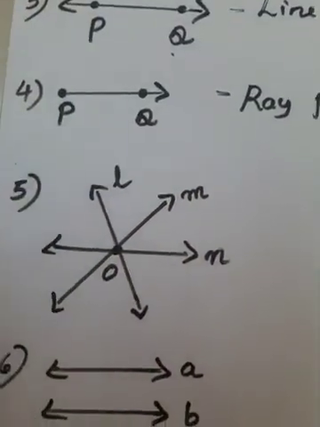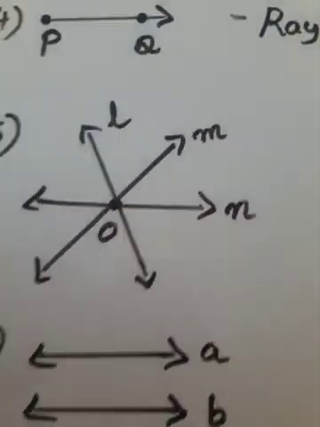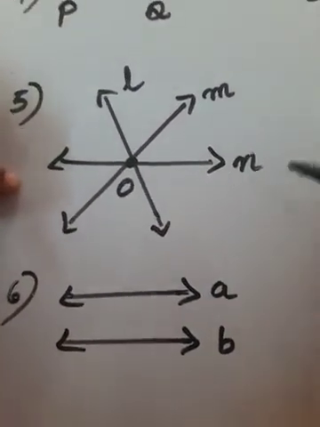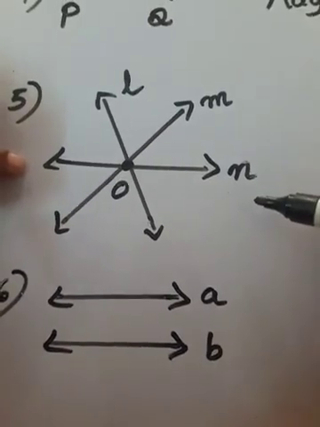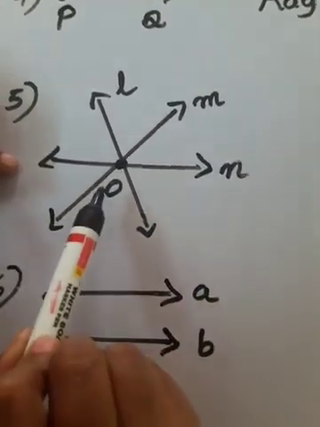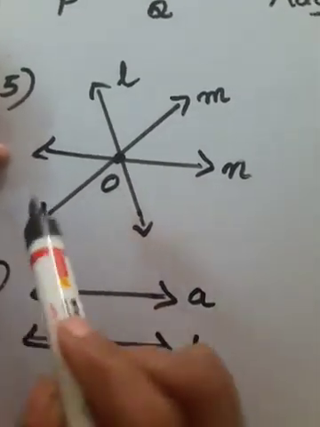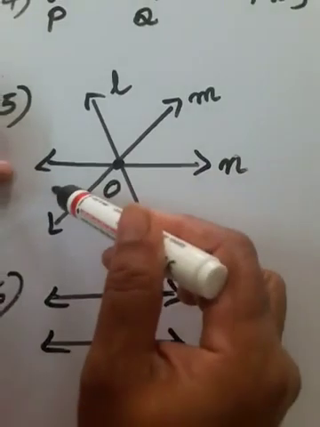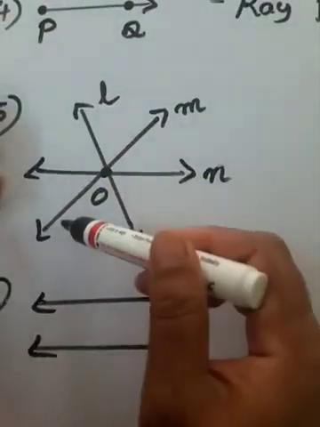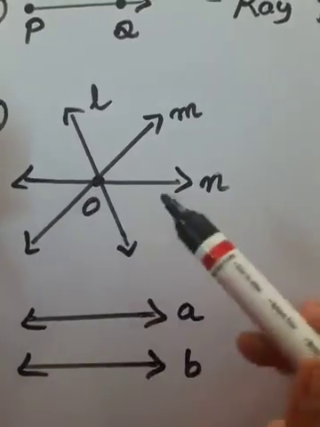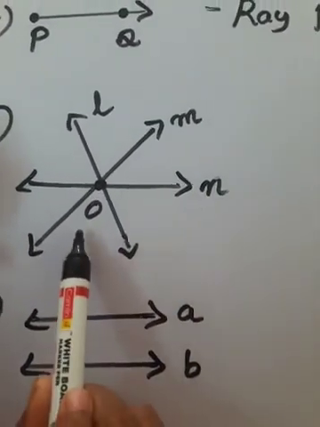Now look at this figure, fifth one. Name the concurrent lines and their point of concurrence. So which are the concurrent lines here? Concurrent lines means three or more lines pass through the same point. They are called concurrent lines. Here line L, line M, line N are the concurrent lines because all the three lines meet in a single point and their point of concurrence is point O.